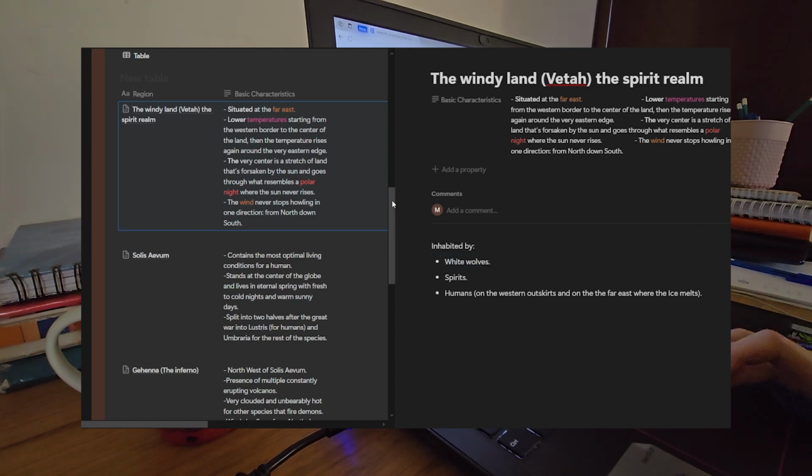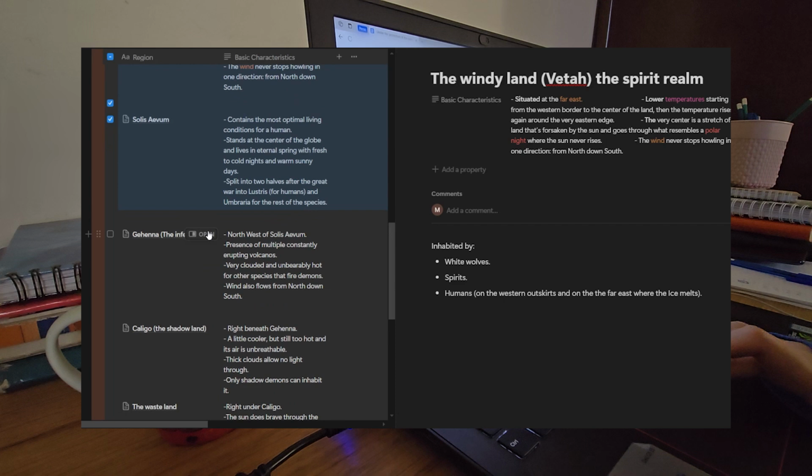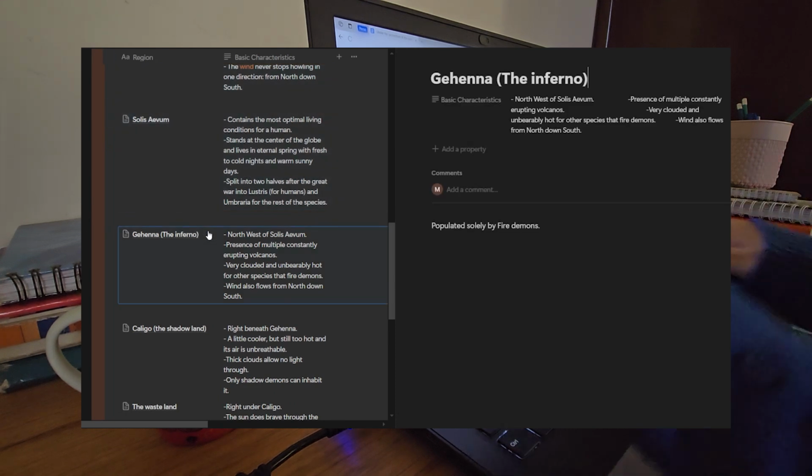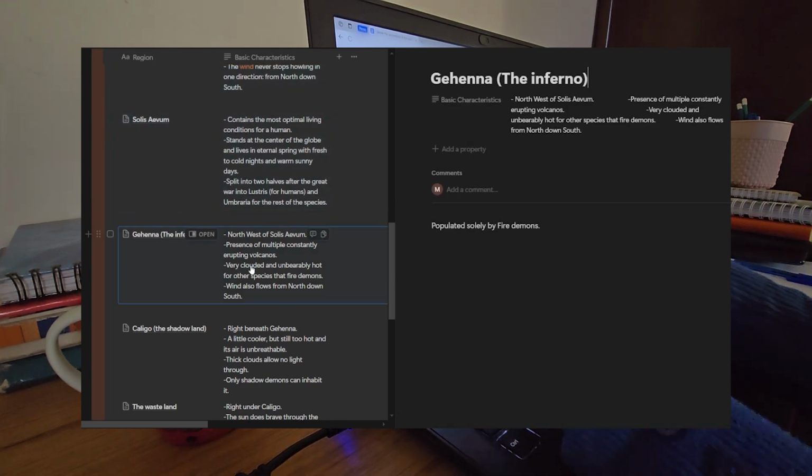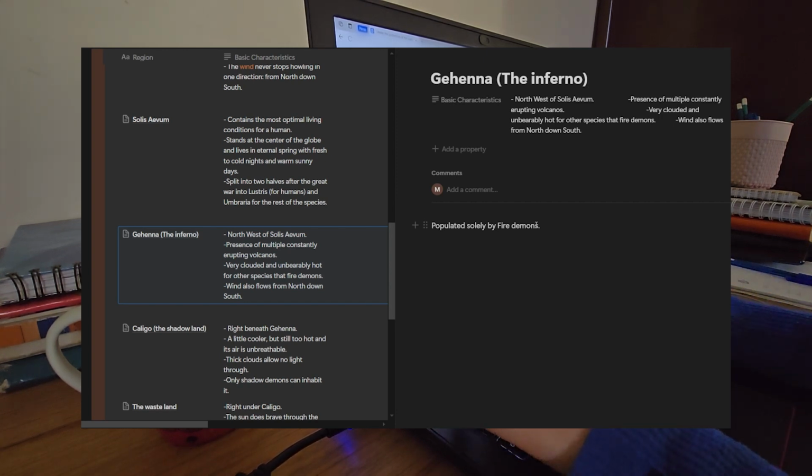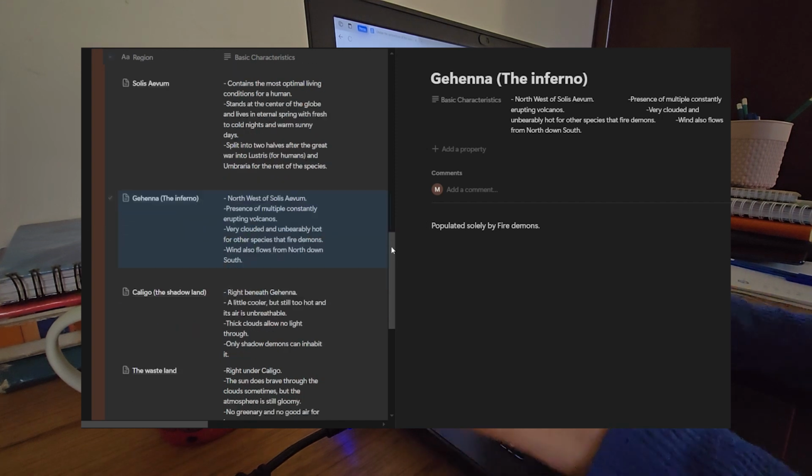Next up, the lower lands of Gehenna, northwest. Due to the presence of multiple active and constantly erupting volcanoes, the temperature would be unbearably high for a human and many other species. The name Gehenna is a direct translation of hell. It's always cloudy, red, and suffocatingly hot. Only fire demons can live in a place like that.